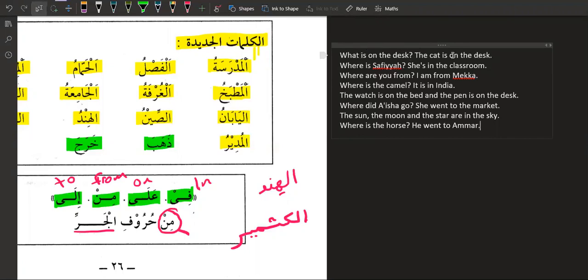What is on the desk? The cat is on the desk. Where is Safiyya? She's in the classroom. Where are you from? I am from Mecca. Where is the camel? It is in India. The watch is on the bed and the pen is on the desk. Where did Aisha go? She went to the market. The sun, the moon, and the star are in the sky. Where is the horse? He went to Ammar.